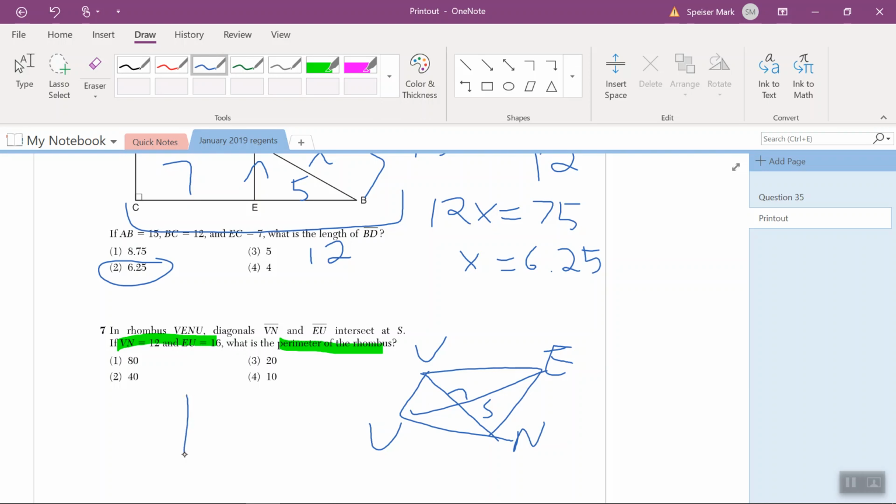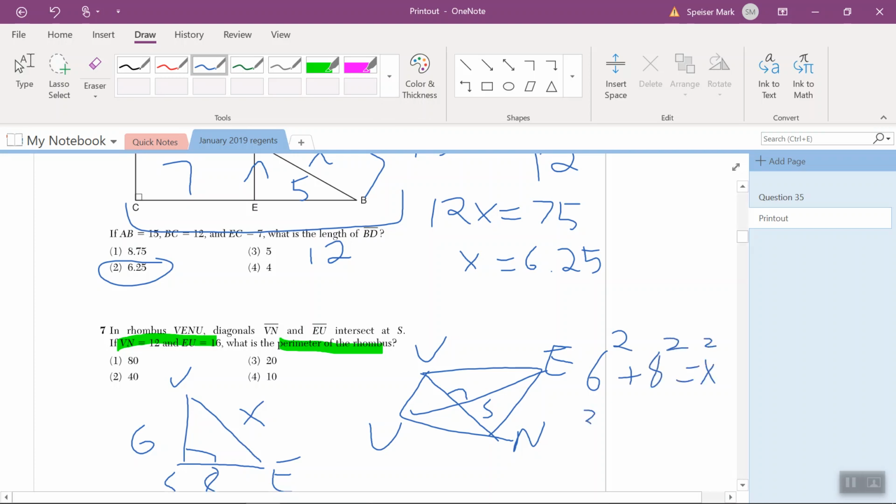So we'll draw one right triangle of this rhombus separately: V, S, E. We want to figure out the side on the outside. We'll call it x. This side is 6. EU is 16, making SE 8. Using the Pythagorean theorem, we get 6 squared plus 8 squared equals x squared. Square our values: 36 plus 64 equals x squared. x squared equals 100. Take the square root, where x equals 10.